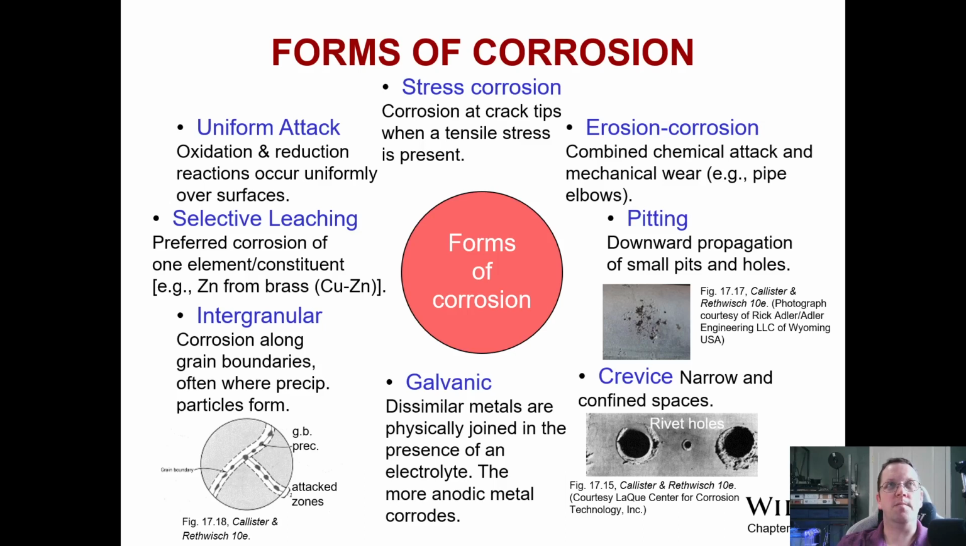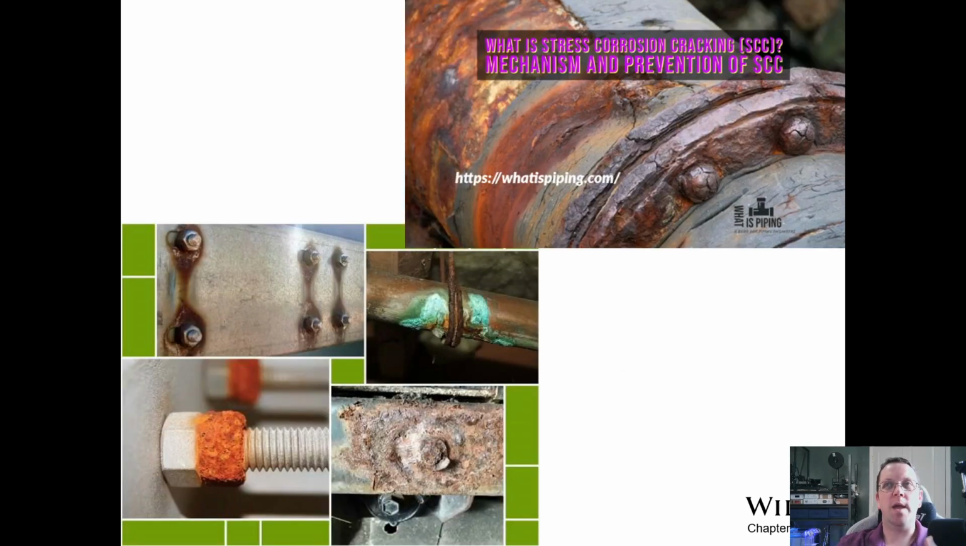There can also be much more uniform attack, which is more of what we think about when we think of metal or steel, specifically rusting. That's sometimes a little bit more uniform, but not always. So there's a few different ways that this can show up. Up here at the top right, we have a stress corrosion crack that's formed along this pipeline, and you can actually see the bolts themselves have had a stress corrosion crack as well.